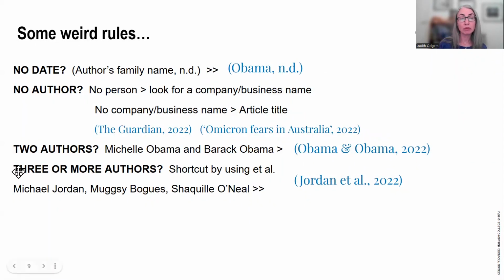However, if there are 3 or more authors, we can use a shortcut by using the words et al., which means and others. For example, if Michael Jordan, Muggsy Bogues, and Shaquille O'Neal wrote an article together, we just need to use the family name of the first author, in this case, Jordan, and then write et al.